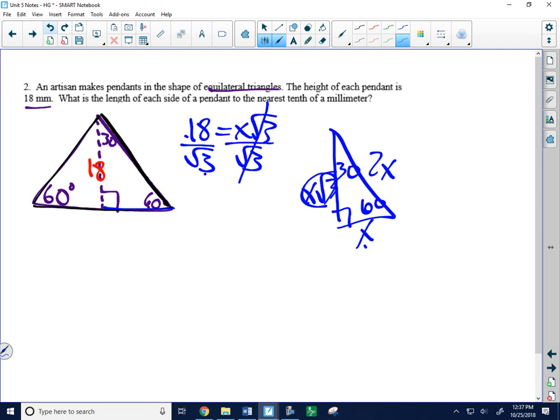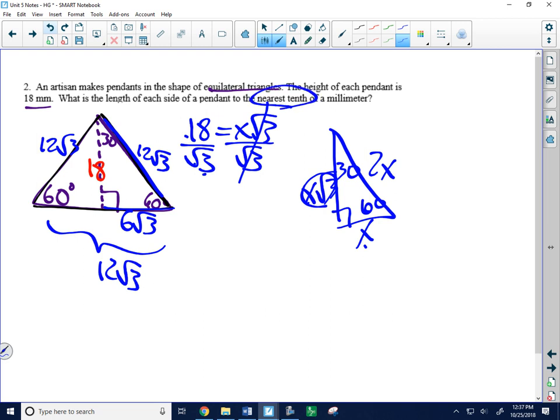So 18 divided by, I'm going to do the shortcut, 18 divided by 3 is 6. And I put the radical 3 next to it there. Then I can double it to get the hypotenuse. 12 radical 3. So that's the length of each side. What's the length of each side? 12 radical 3 for this one, and the bottom one here also 12 radical 3.